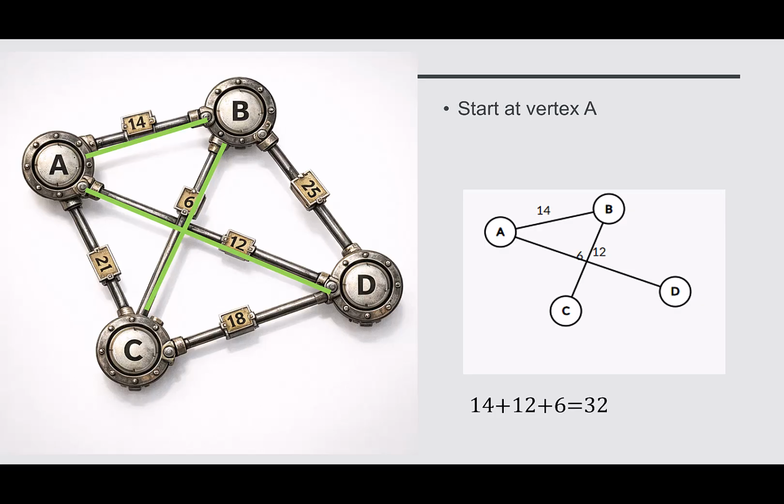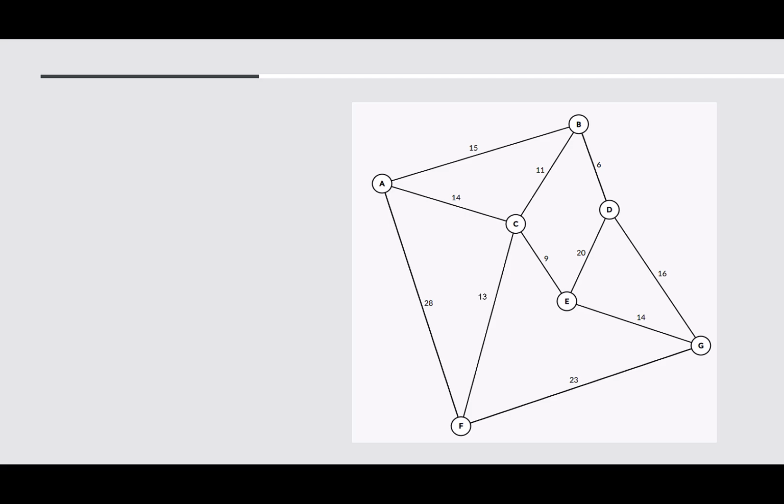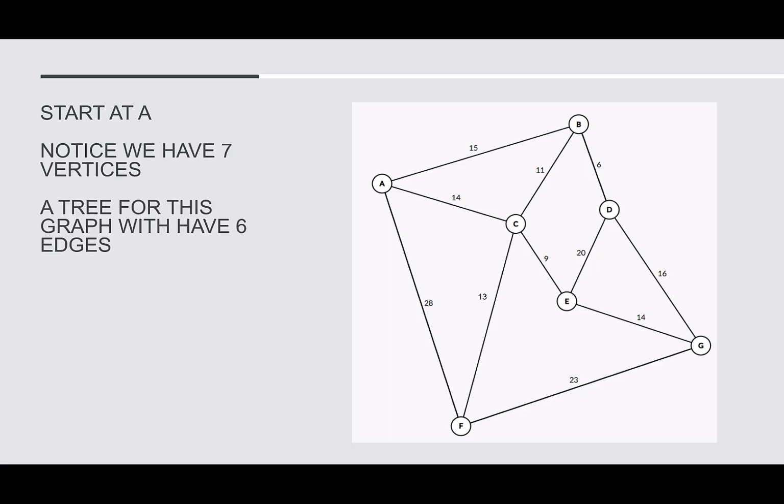Let's try that one more time with a bigger graph. In this graph, we're going to again start at A, and I want you to notice that we have 7 vertices. That means we're going to need 6 edges. Looking at A, I have edges of 28, 14, and 15. The smallest is 14. Now I go back to the 15, 28, and I can also look at 13, 9, and 11 connected to C.